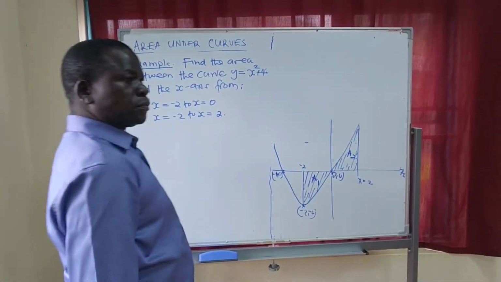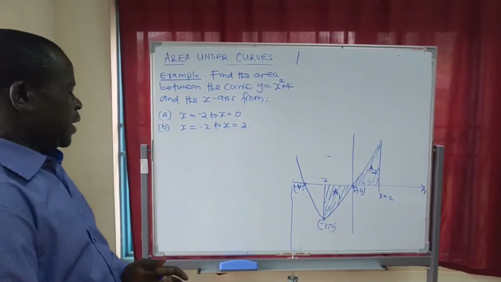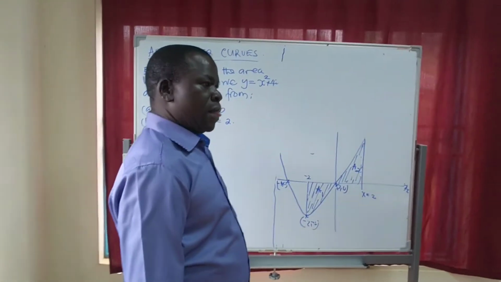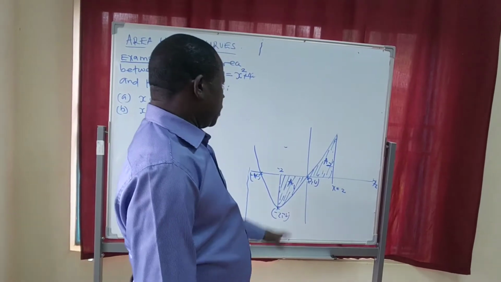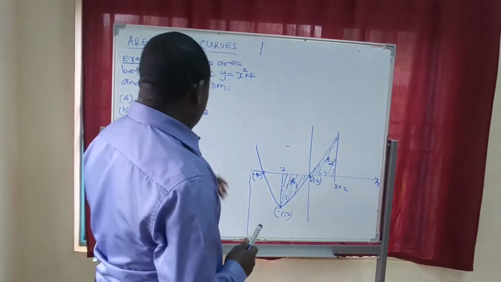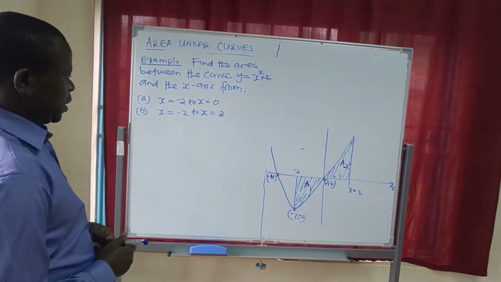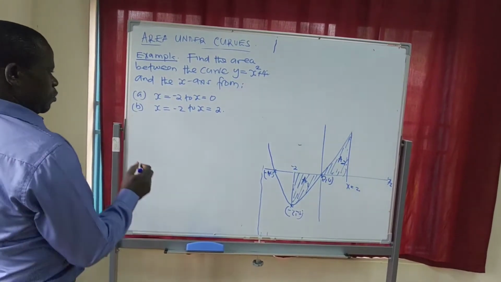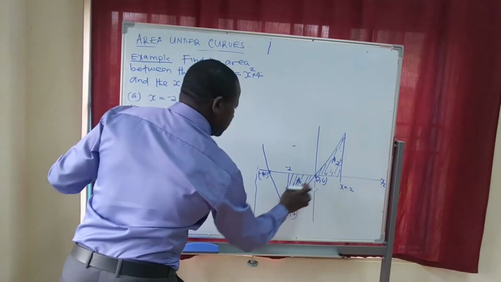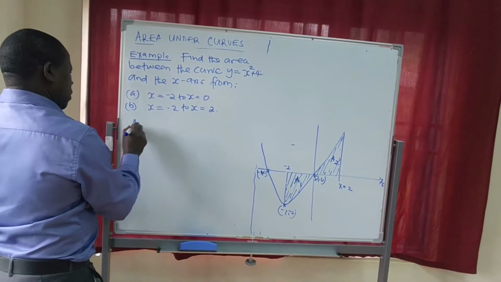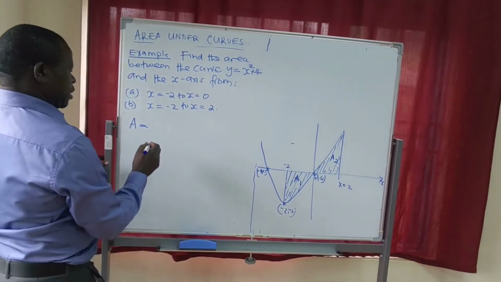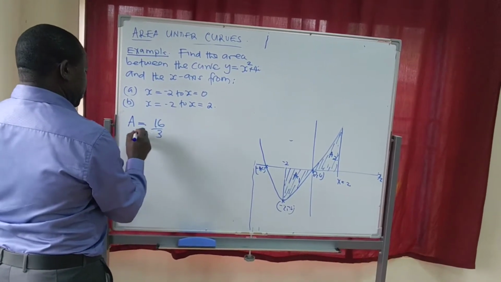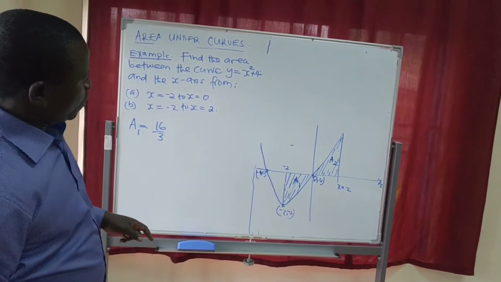So I have to find first area A1 and also find area A2, and then we sum them up. Area A1, I think we have already got it, but we can still work it out. We got it to be 16 out of 3. That is area A1.